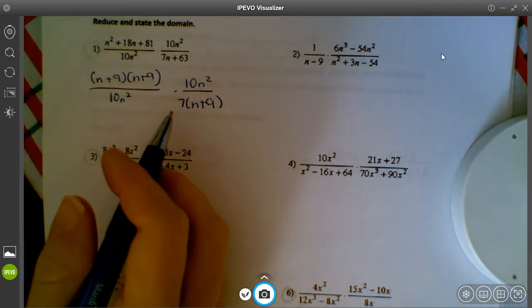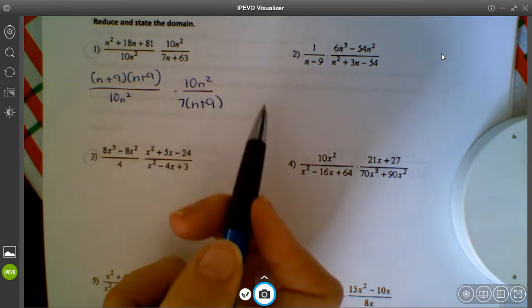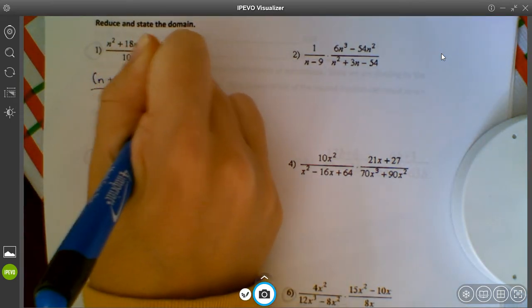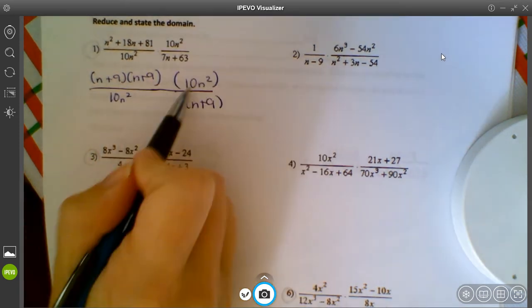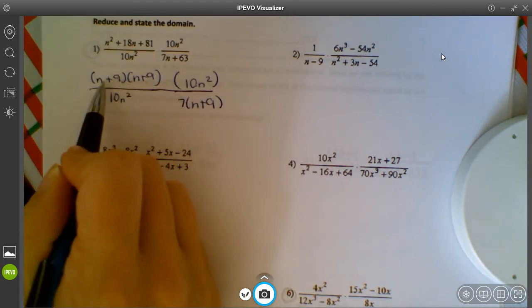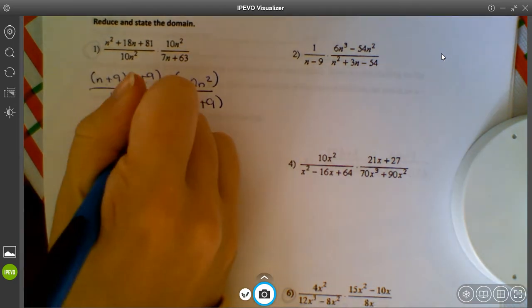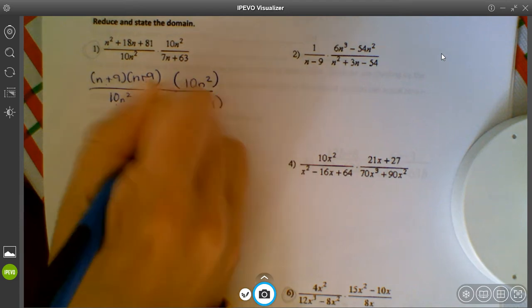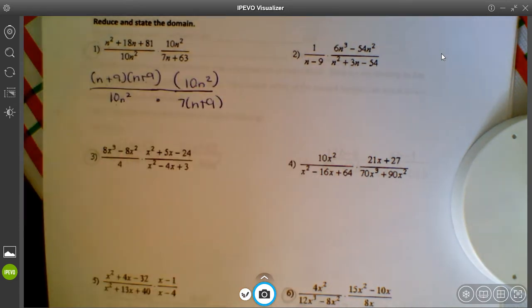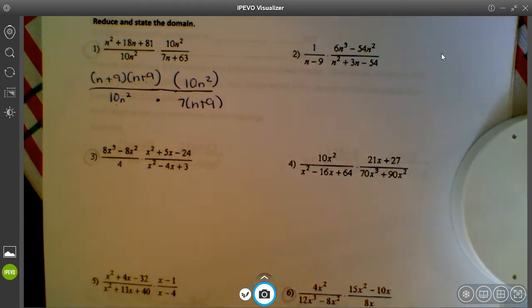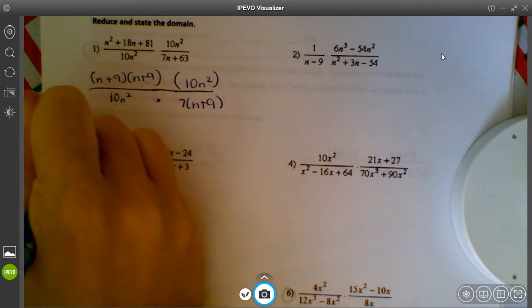Because this is multiplication, we just have to multiply the tops all together and the bottoms all together. So I could technically just extend this and just say, all right, this is 10n squared times n plus 9 times n plus 9. And this is 10n squared times 7 times an n plus 9. So these are all just together. We're extending that bar. So now it looks like just a top and bottom. Remember, we can restrict only the bottoms. So we're going to say what n can't equal.